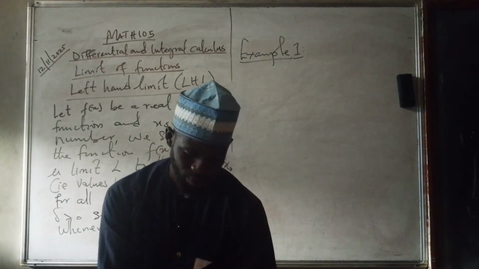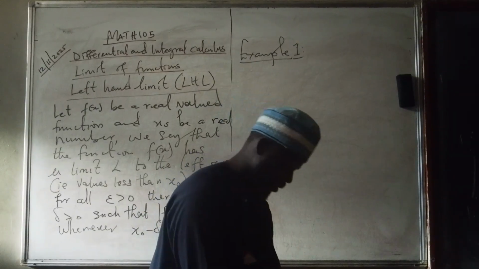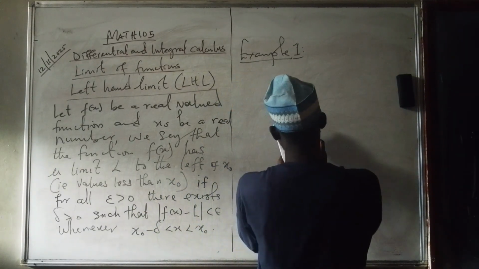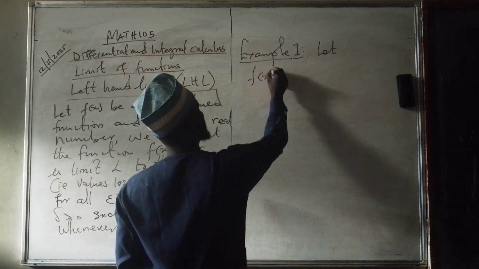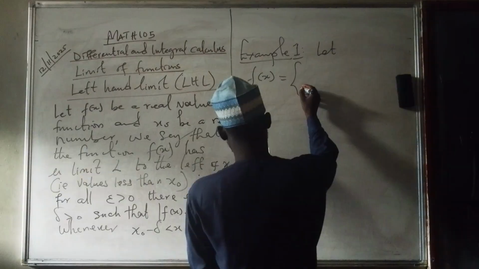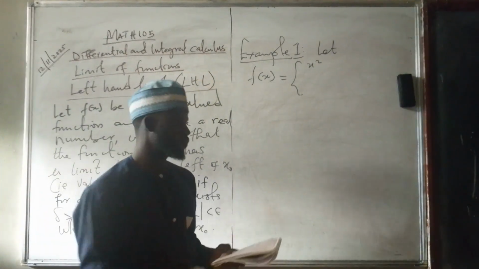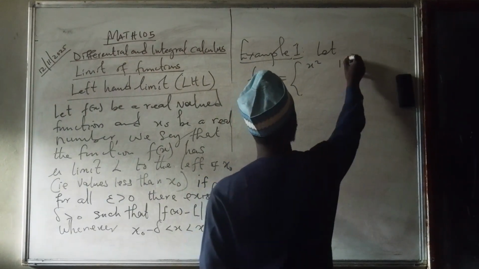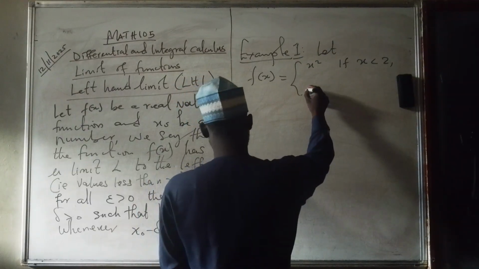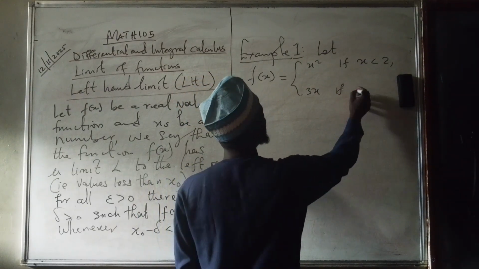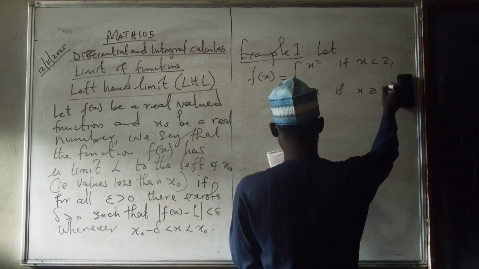So let's look at example 1. The first example we have is: let f of x be equal to x square. This is a piecewise function. So it is equal to x square if x is less than 2, and this is equal to 3x if x is greater than or equal to 2.